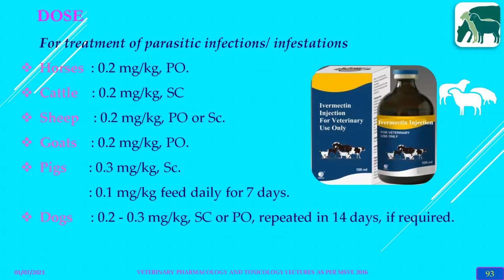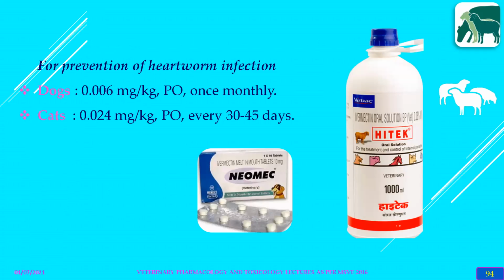Here many types of ivermectin tablets are available, like Neomec, then Hitek, which is from Virbac. Almost all the veterinary pharmaceuticals do have preparations of ivermectin. So you can go through some of the books for the trade names.